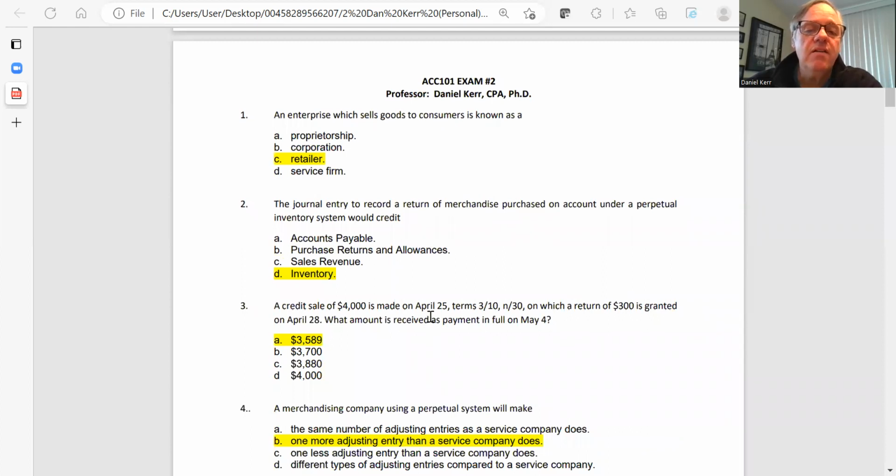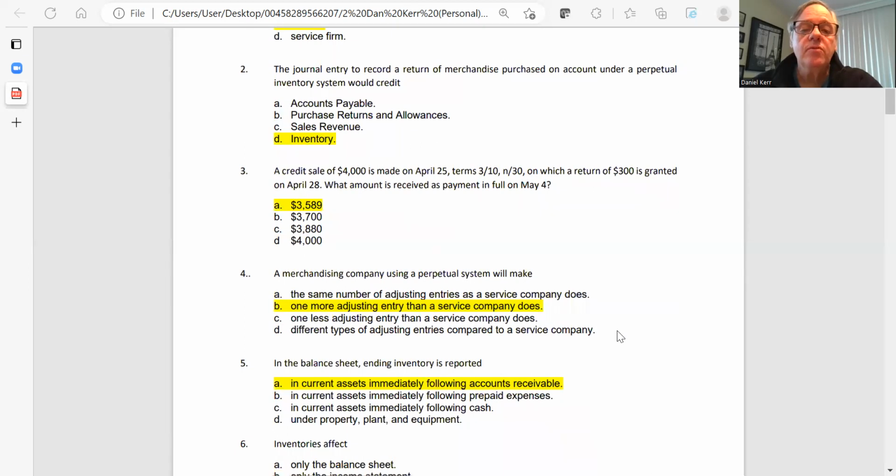Number 3, a credit sale of $4,000 is made on April 25th, terms 3/10, net 30, with a return of $300 granted on April 28th. What is the amount paid on May 4th? If they pay by May 4th, that's within the 10-day discount period, and they're entitled to take a 3% discount, but it's not 3% times 4,000. It's the 4,000 reduced by the 300, so that gives you $3,700. If you multiply that by 3%, you get a $111 discount. If you take 3,700 and subtract out that discount of 111, the amount of cash that will be received is A, $3,589.